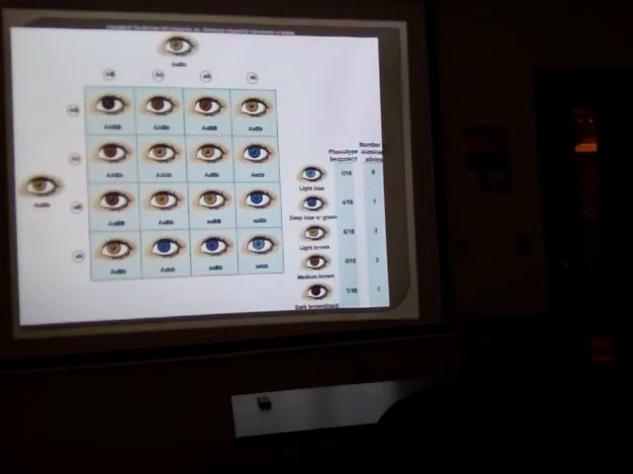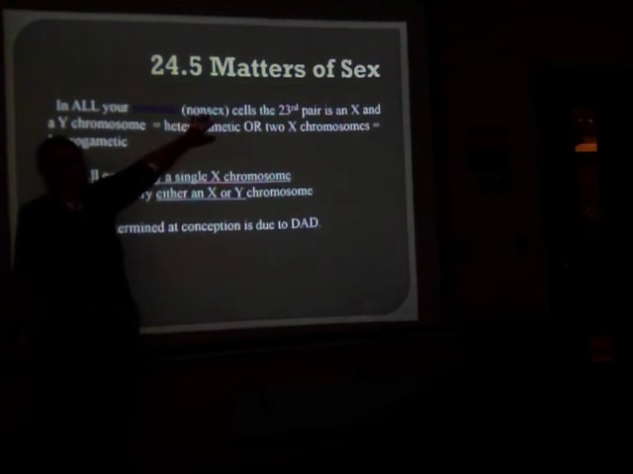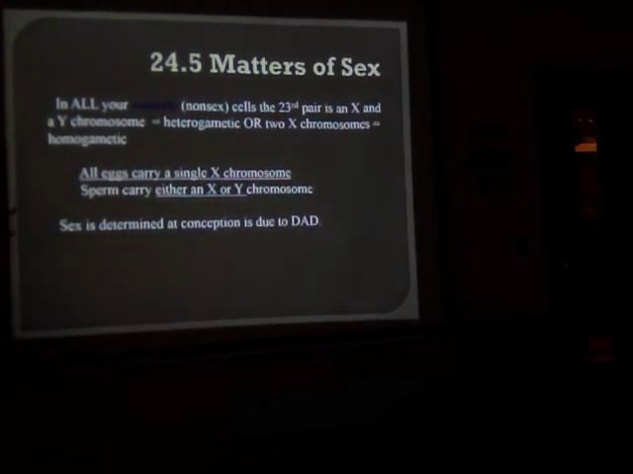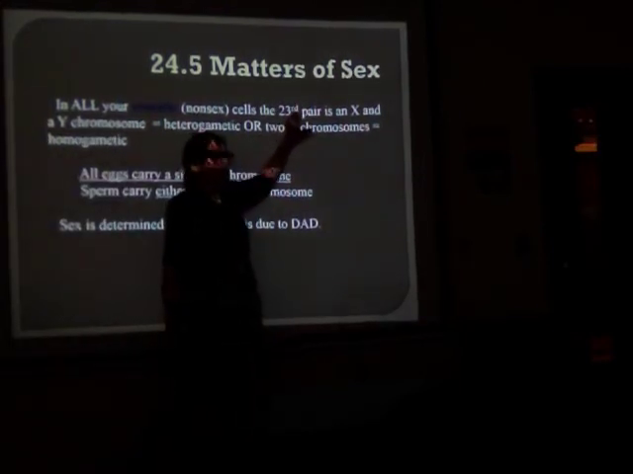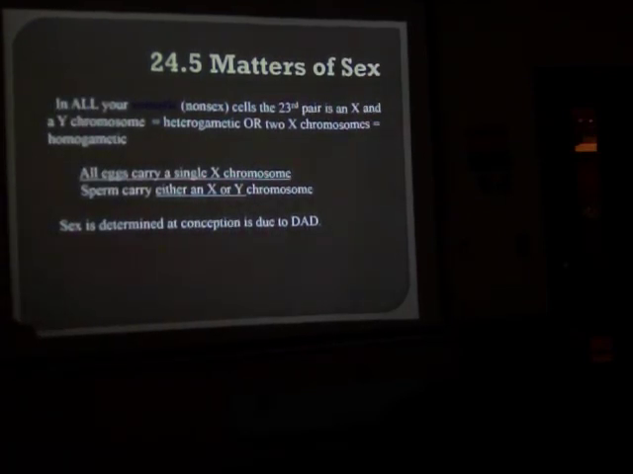But, again, complicated. Now, matters of sex. We've got to get through this, and we've got to get through chromosomal abnormalities. Got to do that. All right? So, in your somatic or non-sex cells, right, so that's everything but the sperm and eggs, you will always have your 23 pairs, and you'll always have an X and Y, right? If I want to know your gender at a crime scene, all I need is a cell from anywhere. And I know, because all your cells have all 23 pairs.